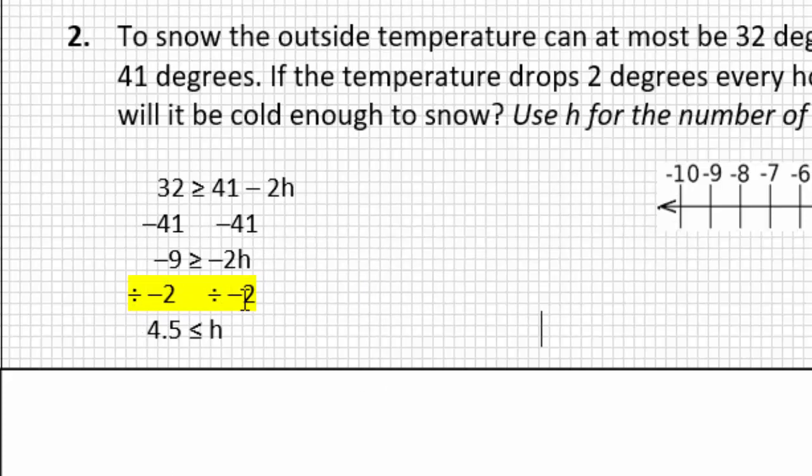Remember, that's a red flag that tells us that we have to flip our inequality sign. So 4.5, which is -9 divided by -2, is less than or equal to h, which stands for our number of hours. At 4.5 hours, it could be cold enough to snow, or any number after that, assuming that it is still dropping or remains below 32 degrees.